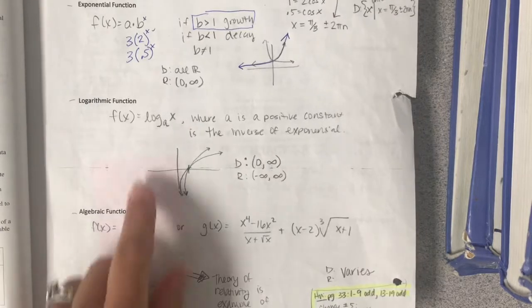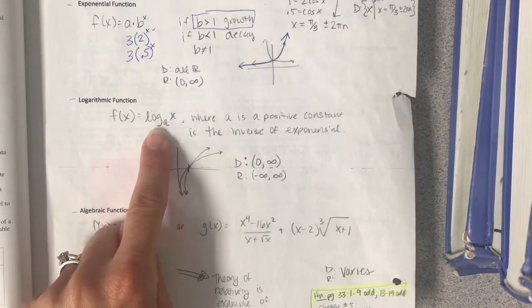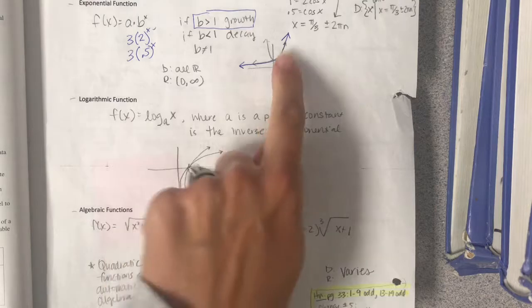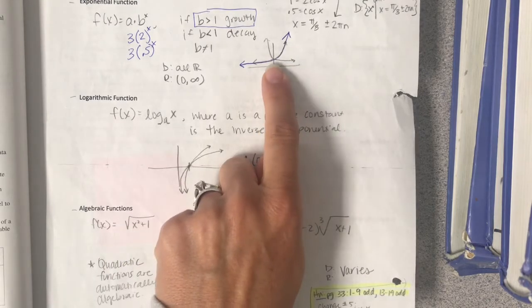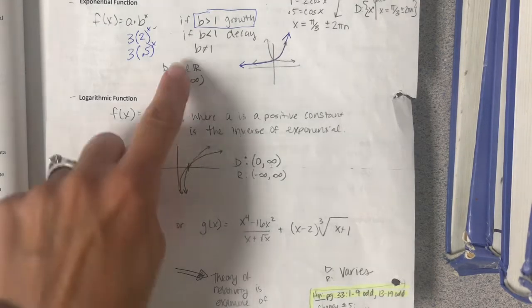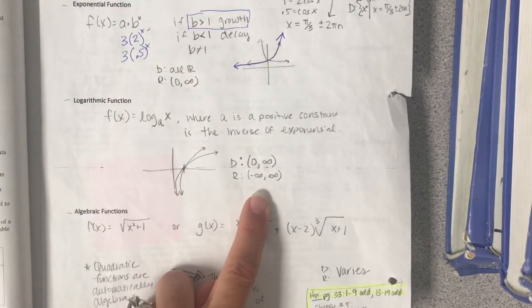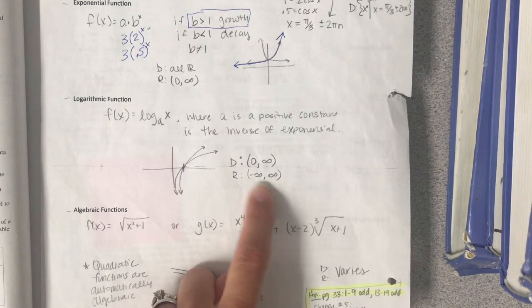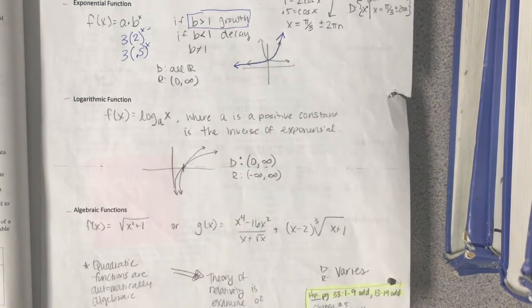A log function has the form f of x equals log base a of x. A has to be a positive constant, and it is the inverse of an exponential function, so they go hand in hand. I had to review that for myself last year. Notice how the domains and ranges are flipped. Now our domain is 0 to infinity and our range is all reals. That's what your logarithmic functions look like, and this is all in your book as well.